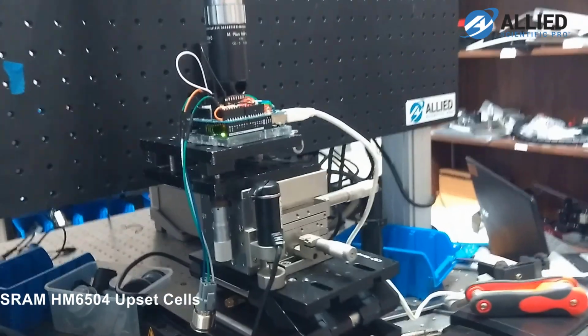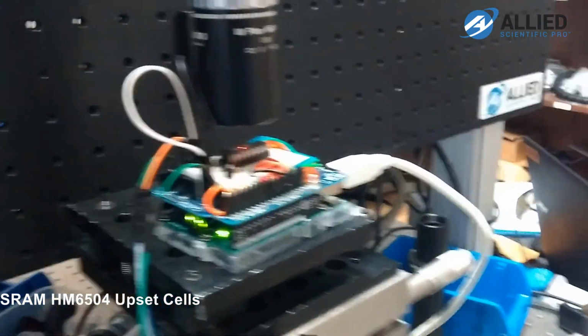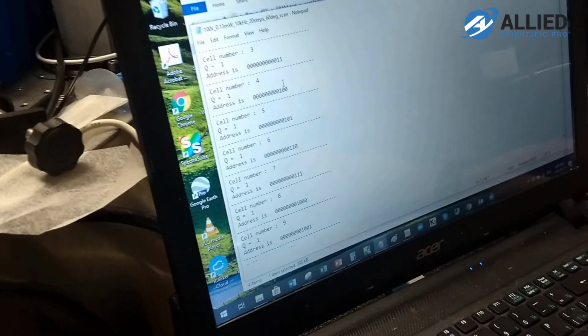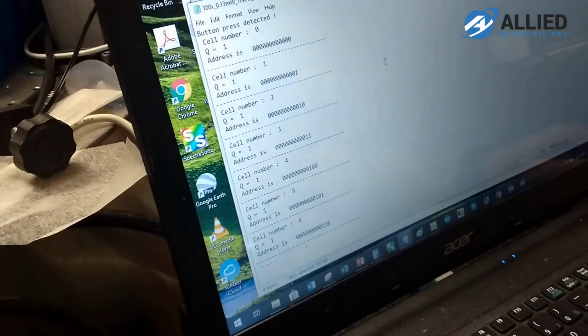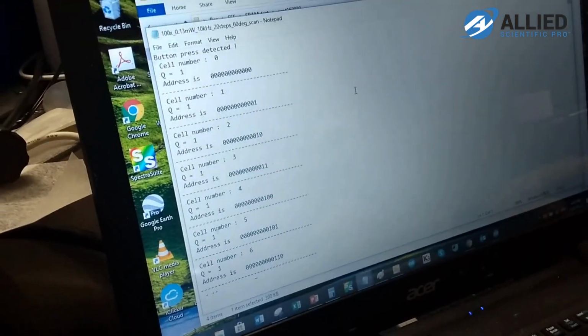Okay, so we already shone the laser on the chip, and then we did a read after the laser was shone on the chip. And then we recorded the data, which I've already pasted in the notepad. This is all the data, so you can see most of the cells are still 1. So we're going to search for if there has been any upset. Some of these cells should be turning to zero.